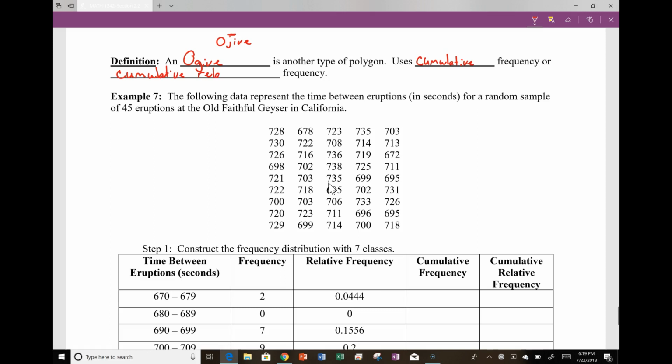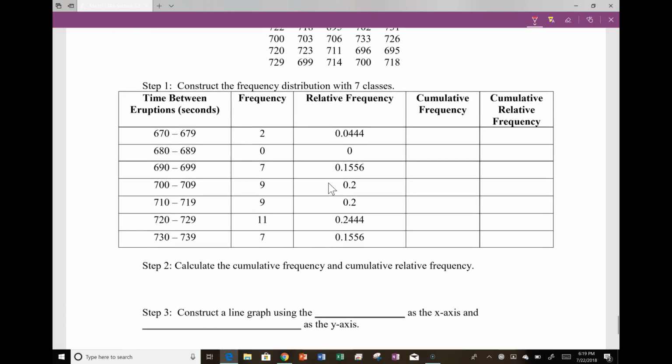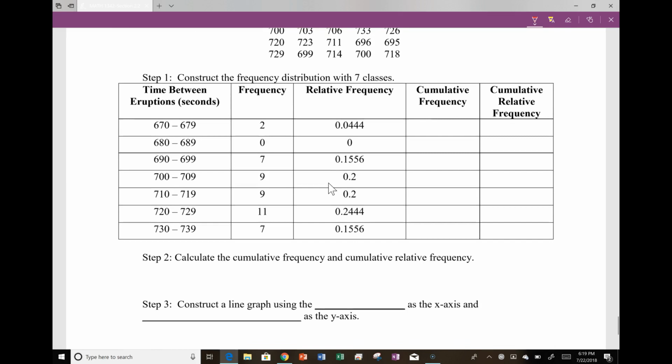Whenever we talk about cumulative, basically that just means we've added them all up. We've accumulated them. So we've added up to that point. So if you think about this, our upper limit here is 679. How many values are 679 or below? Well, there's 2 of them. How many values are 689 or below? There's still 2 of them.